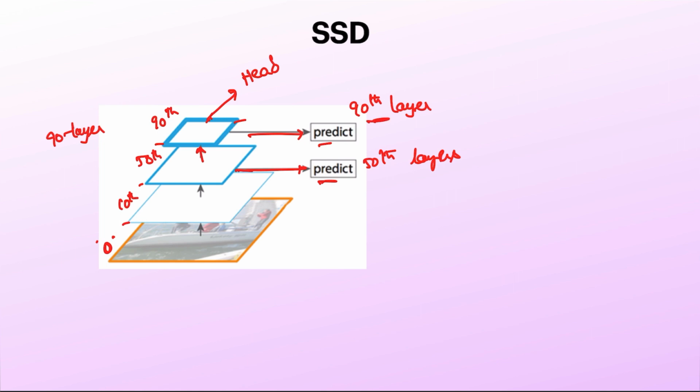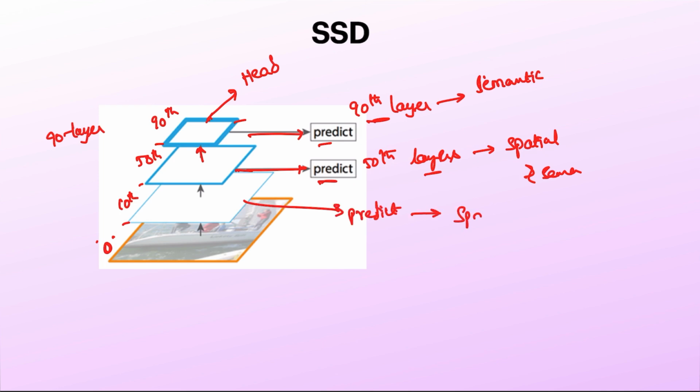Now why do we need this? The 90th layer has the highest semantic information. The 50th layer has somewhat spatial information also, spatial and semantic. Now if I make one more prediction here, at only the 10th layer, then I have more spatial information here, right? So like this, if I make predictions at different levels of the feature maps, then I might be able to take care of those bounding box predictions. This is the idea here.